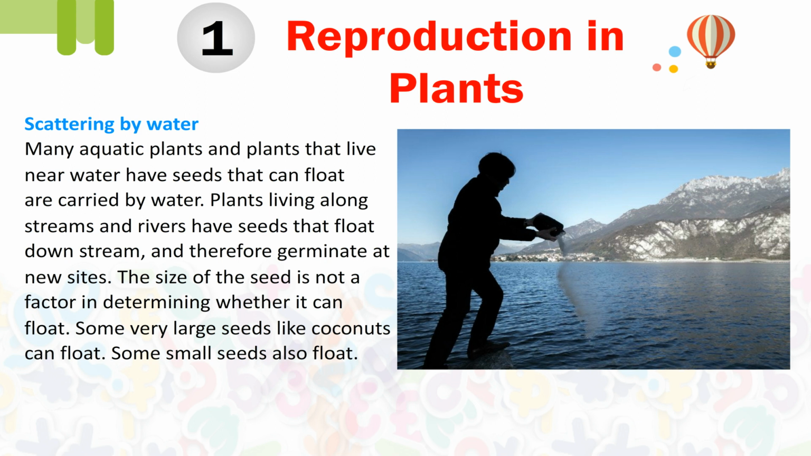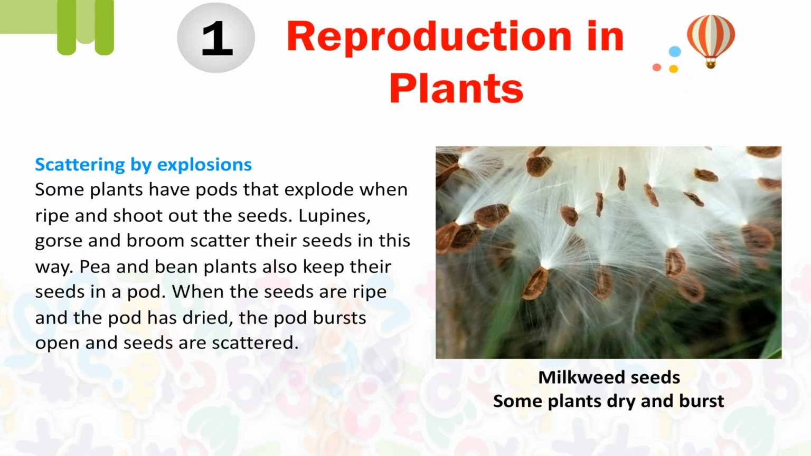Many aquatic plants and plants that live near water have seeds that can float or be carried by water. Plants living along streams and rivers have seeds that float downstream and therefore germinate at new sites. The size of the seed is not a factor in determining whether it can float. Some very large seeds like coconut can float. Some small seeds also float.